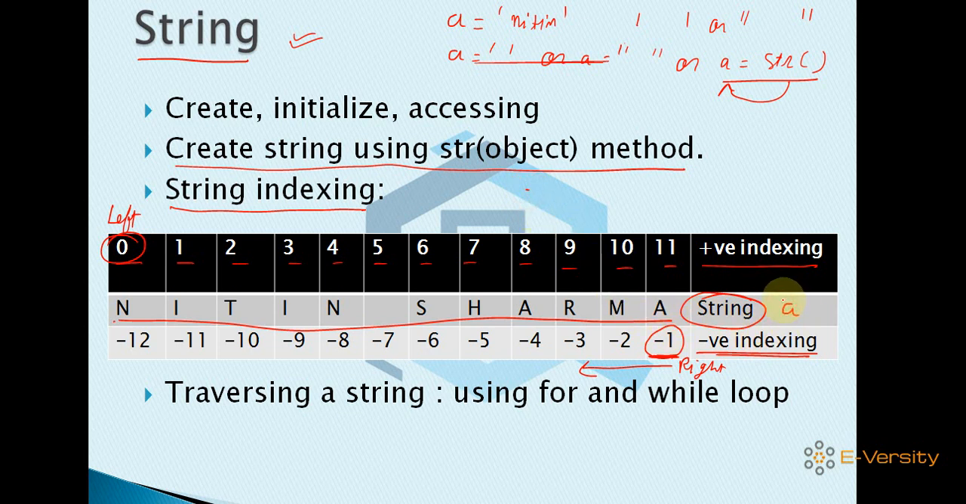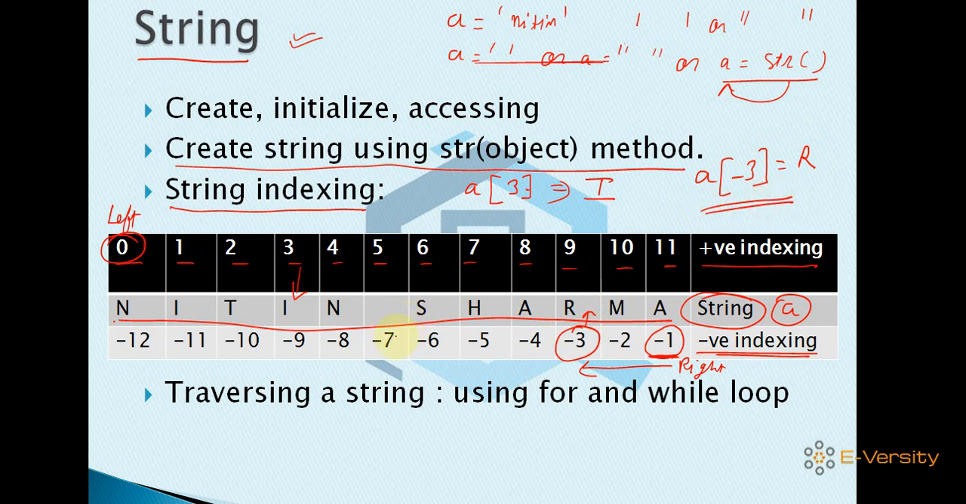Suppose the variable is a, and I ask for a of 3. The value at index 3 is this one, i, so the output is i. If I ask for a of -3, -3 is here, so the answer is capital R. This is the way you can write indexing here.